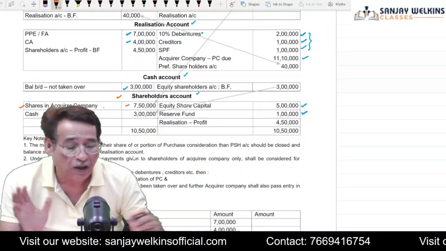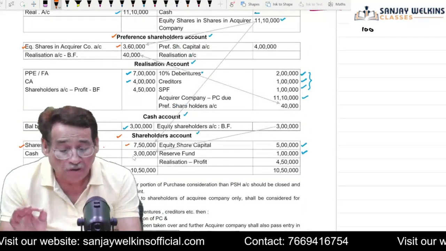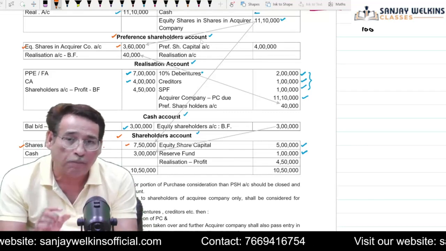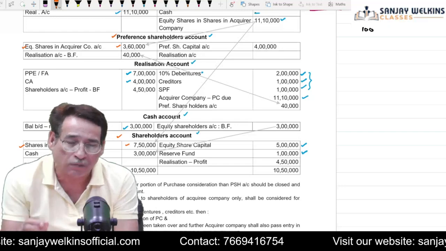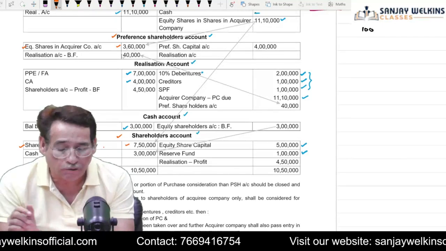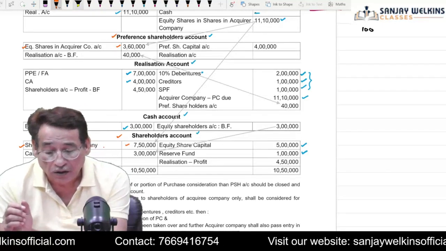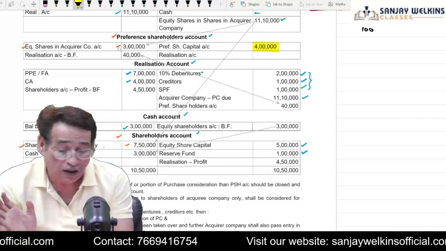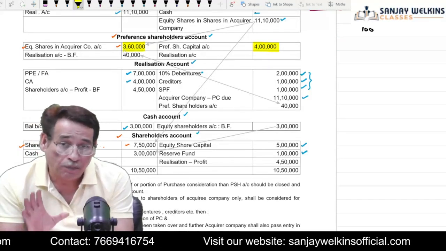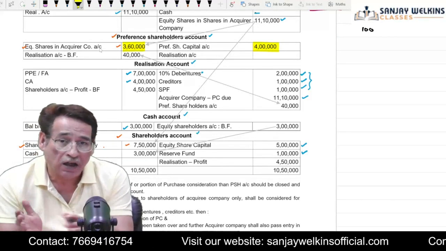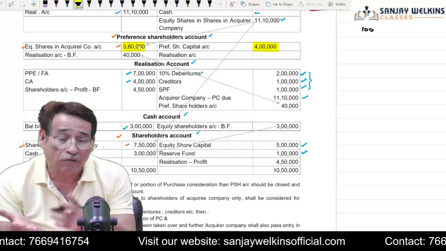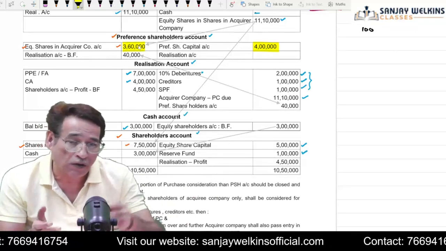Another important point is that if you are preparing the preference shareholder account, the moment you post the portion of purchase consideration which is flowing to the preference shareholders, you should not forget to close this particular account. Now, actually 4 lakh worth of preference shares are there, but the vendor company is making a payment to preference shareholders of 3,60,000. Some of you might get confused. You might think, sir, where is the vendor company making the payment? Payment is being given to the preference shareholder.